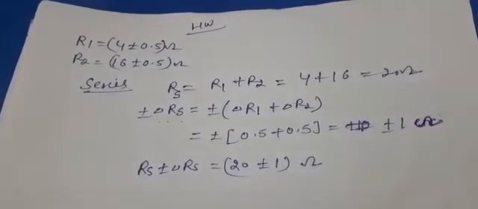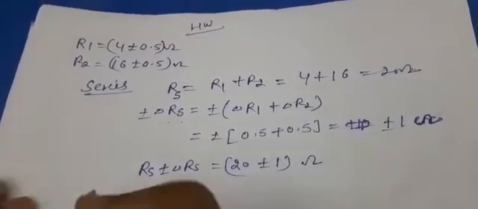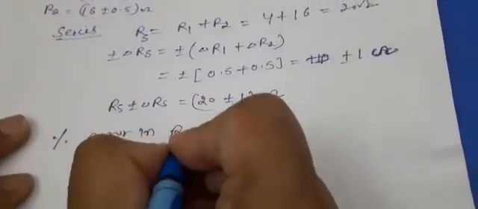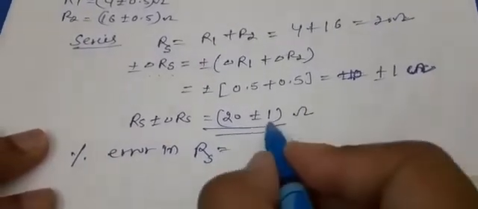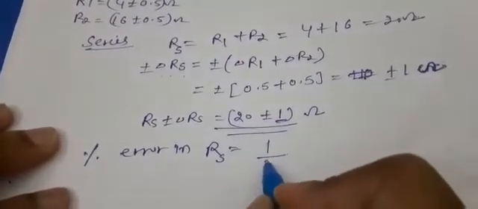This is in terms of absolute error. So what next step you have to do? You have to find the percentage error in R. In this result, in RS, we have to find the percentage error. So the absolute error in RS is 1, so it will be 1 divided by 20.